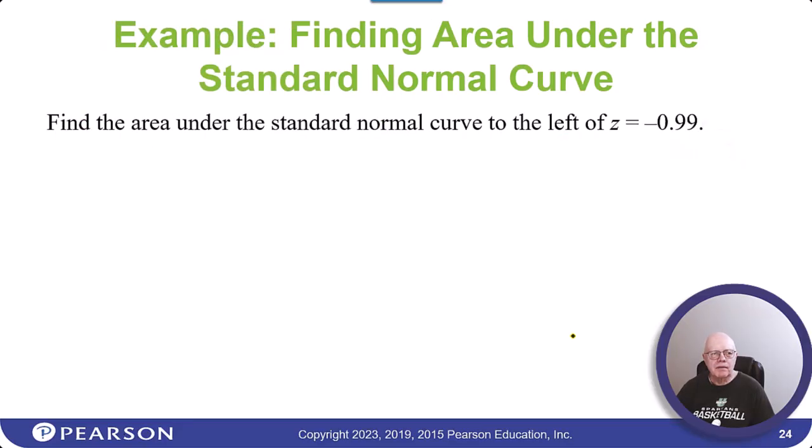All right. So we want the area this time. And we're still talking about the standard normal curve. So we're talking about z's. So first of all, I'm going to draw the picture. And 0's in the center. And the z I'm interested in is negative 0.99. So it's going to be over here somewhere. And I want the area to the left of that, which means I'm going to paint the area in here. Well, I want that area.